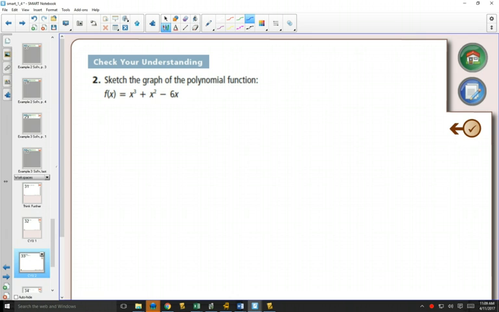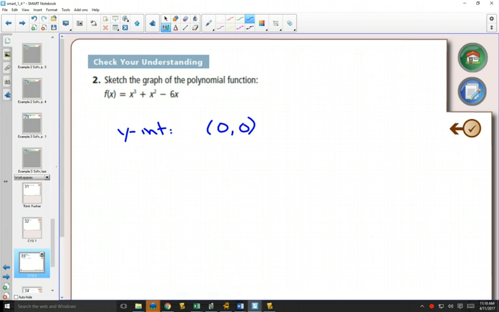So the y-intercept, that's the one that's going to be the easiest to find because that's just plugging in 0 for x. And if you plug in 0 for x, sure enough, you get 0 as well. So we know that this graph goes through the point (0, 0). And that y-intercept happens to also be an x-intercept.